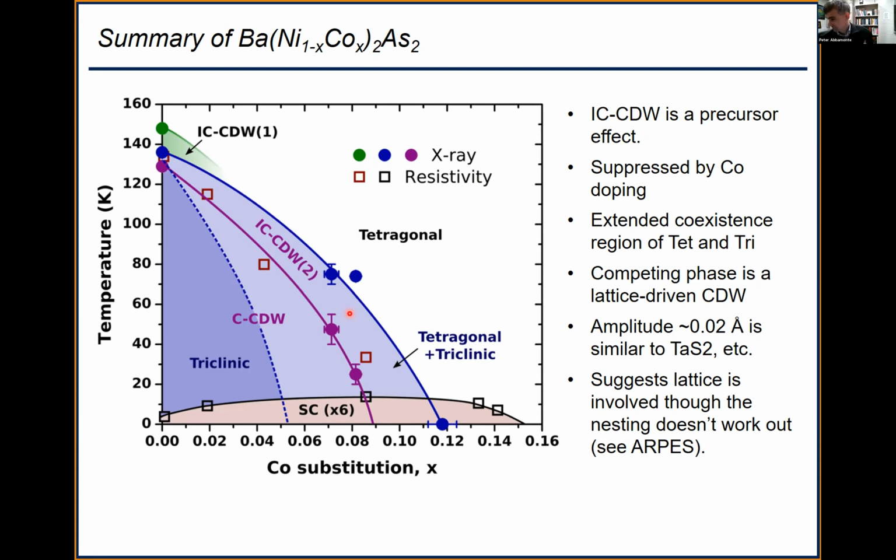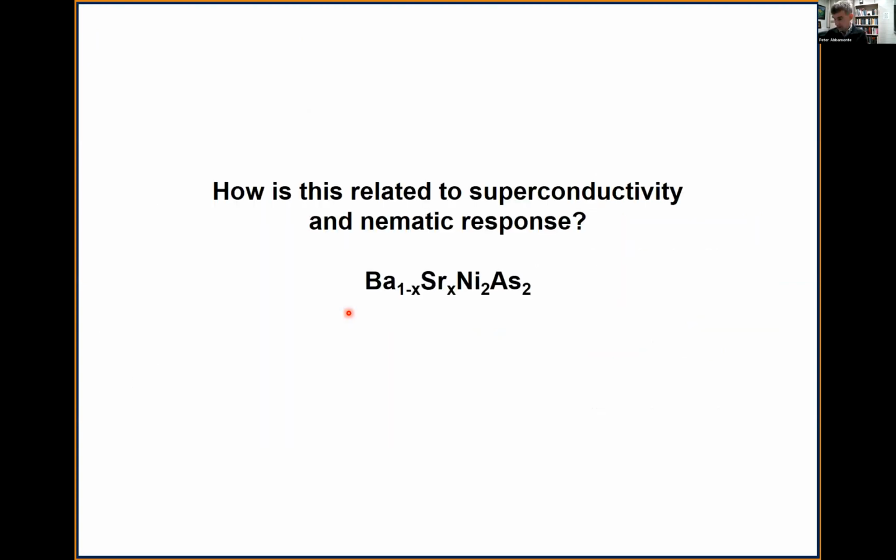Okay, so what does this have to do with nematicity? JP spent a few minutes telling us about barium-strontium nickel arsenide, which is definitely not doping, because this is like pressure. Strontium is above barium. So the question is, what happens to these charge density waves in this system?